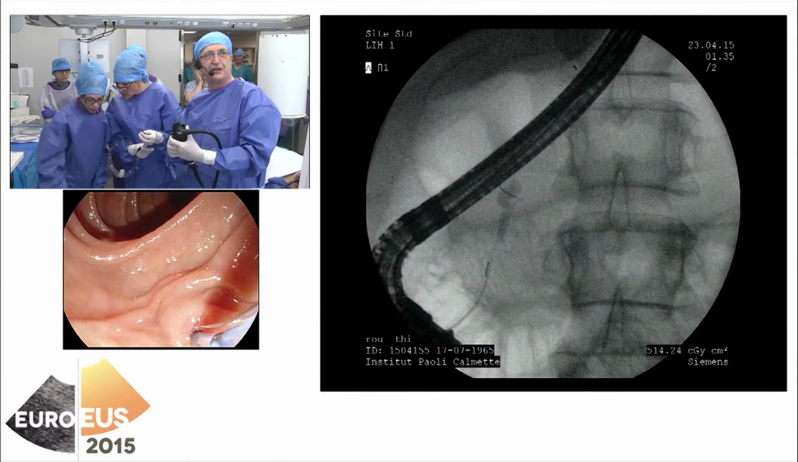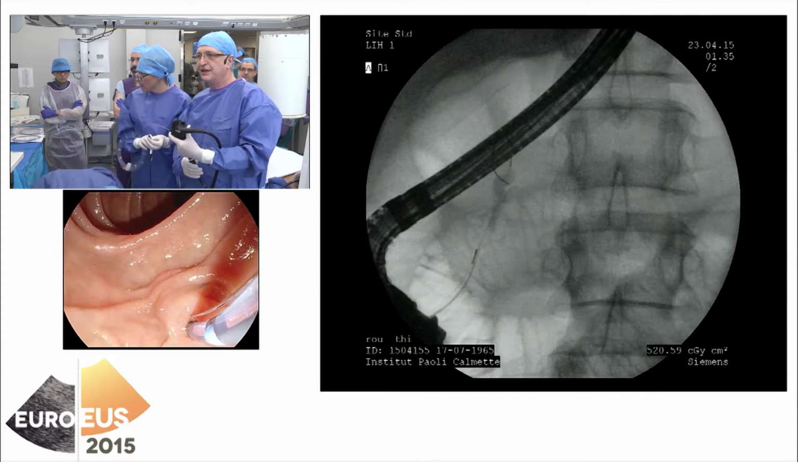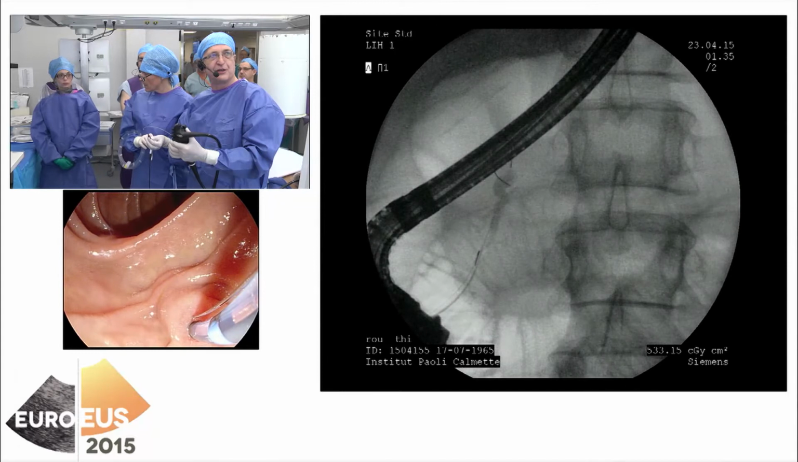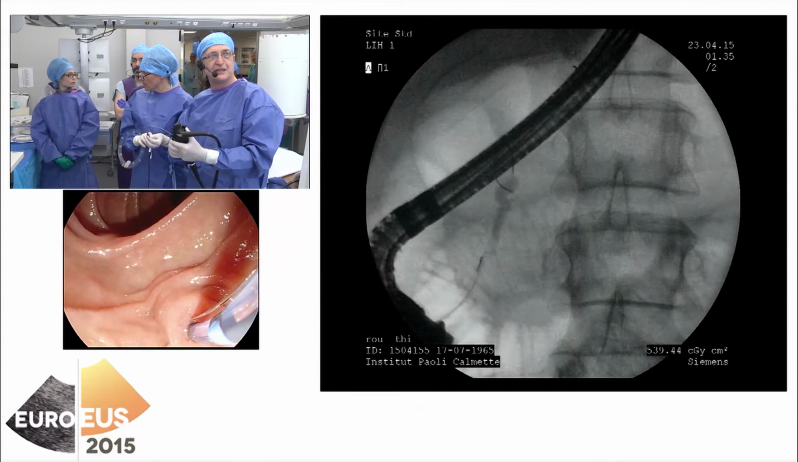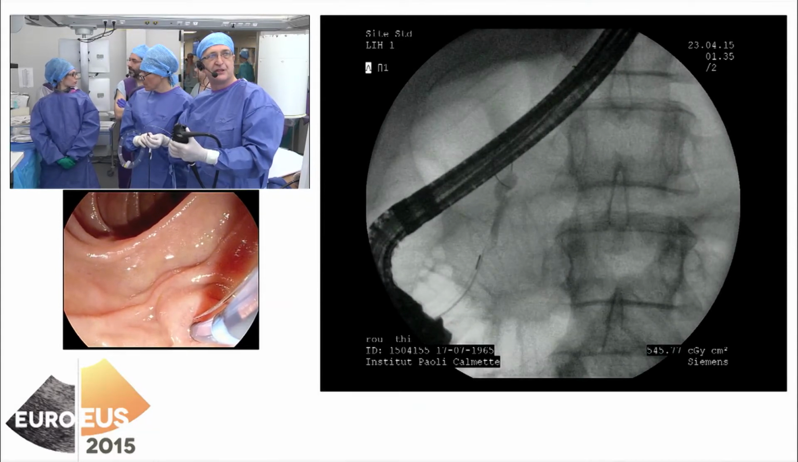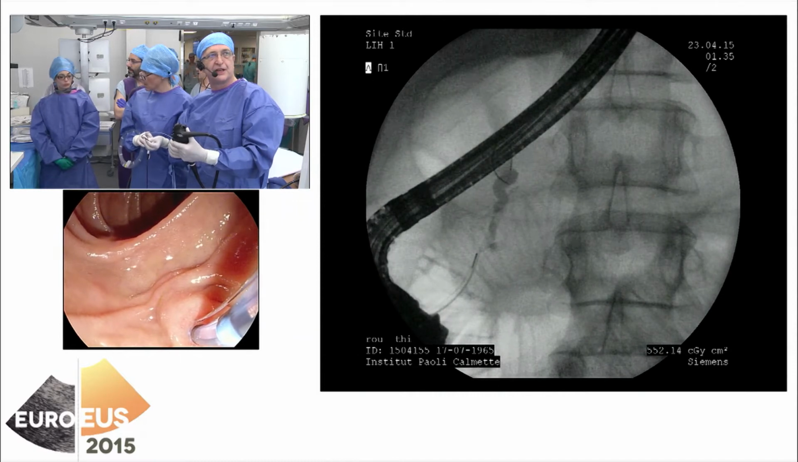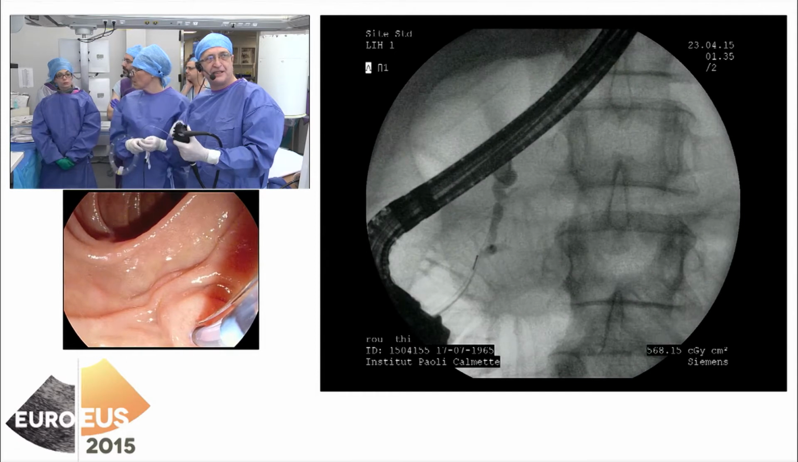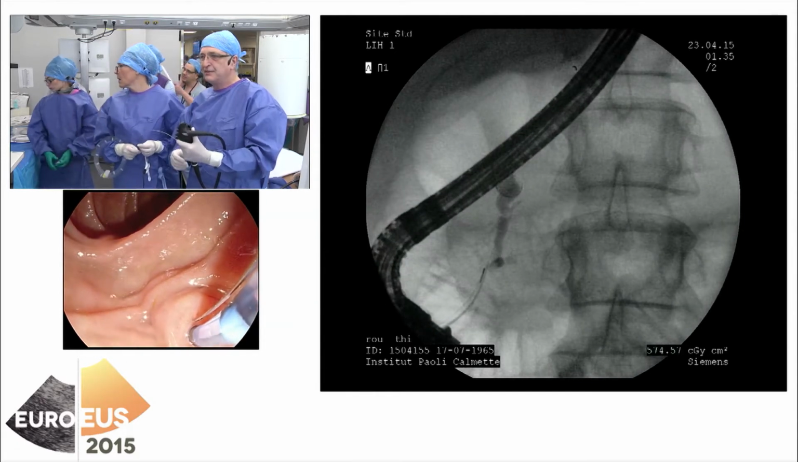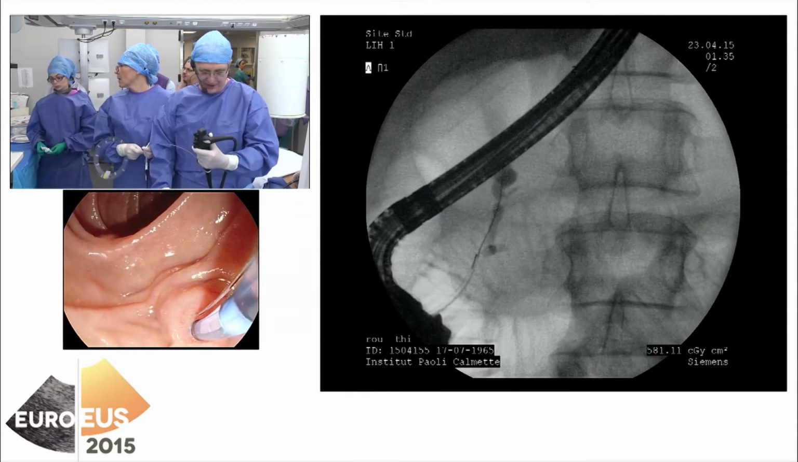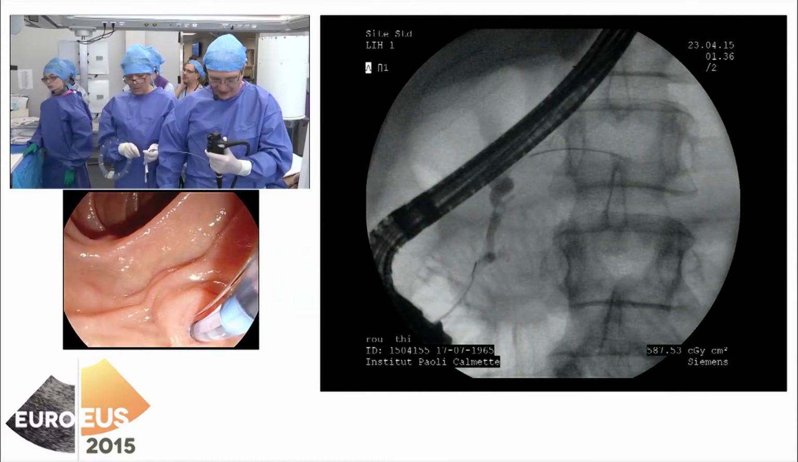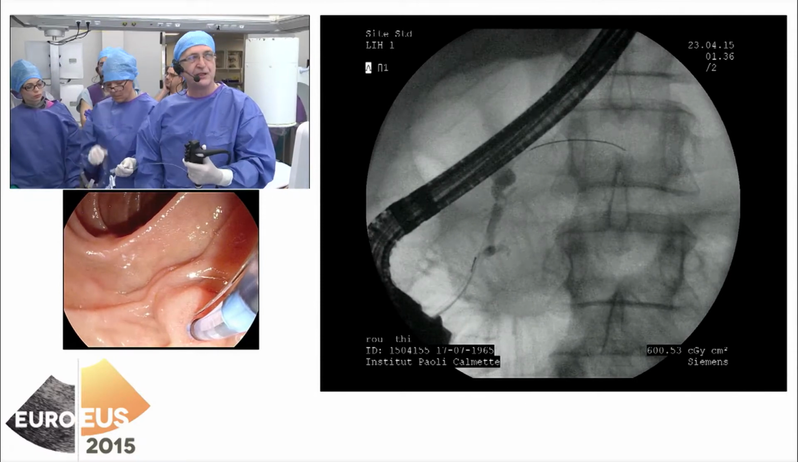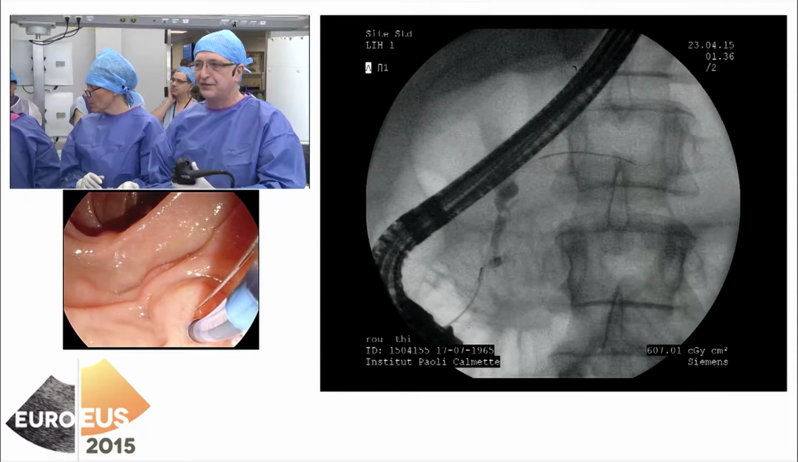So we can inject a little bit more, but not too much, just to see if we have a communication with the cyst. Do you have a communication with the cyst, Jacques? This is what I want. I think we have one. Yes, there. But I will not inject more because I don't want to induce an acute pancreatitis in this patient. And now Sonia was making a loop to go in the body and tail of the pancreas.